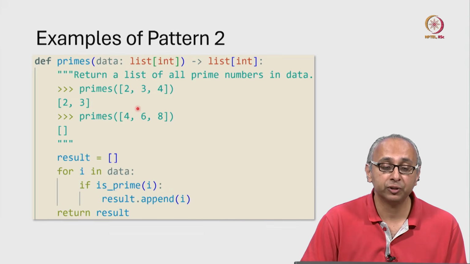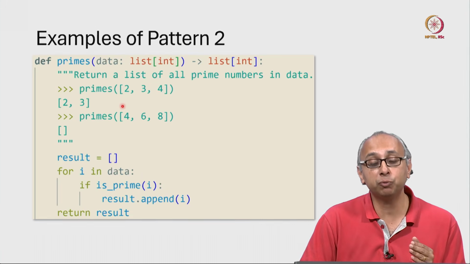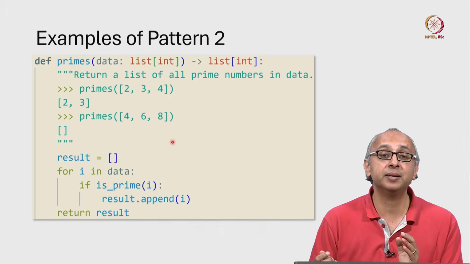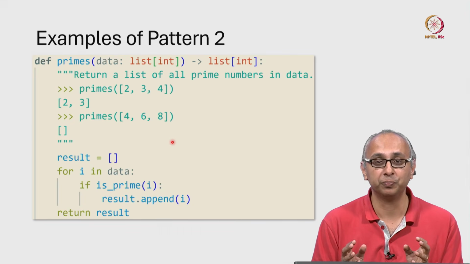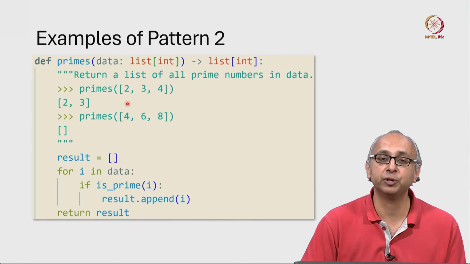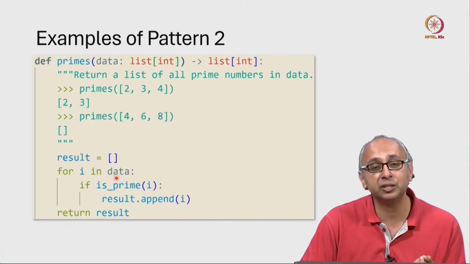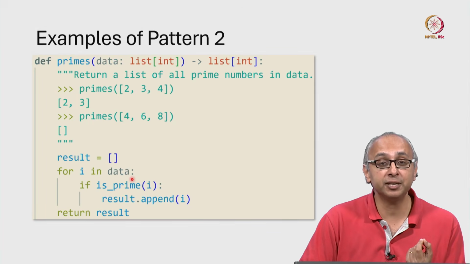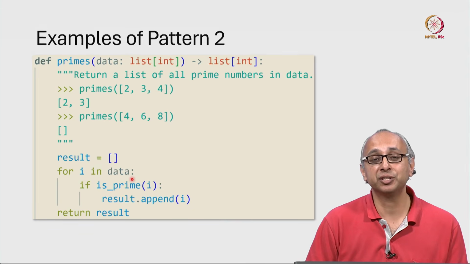So if 3 happened to come before 2 in the original list, 3 would have been appended first to the empty list, and then 2 would have been appended after that. So in the result, I would have had 3 first and then 2. In this input, I have 2 first and then 3, so I would first encounter 2 while iterating through the given list. I would append 2 to the list first, and then I would append 3. Once again, it's much easier to see this on Python Tutor, which we will in just a moment.